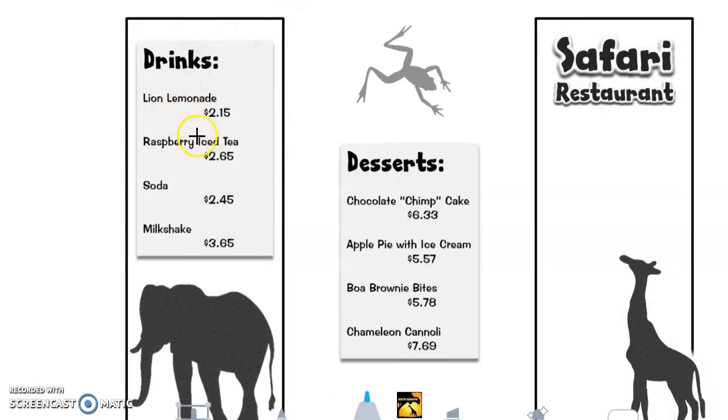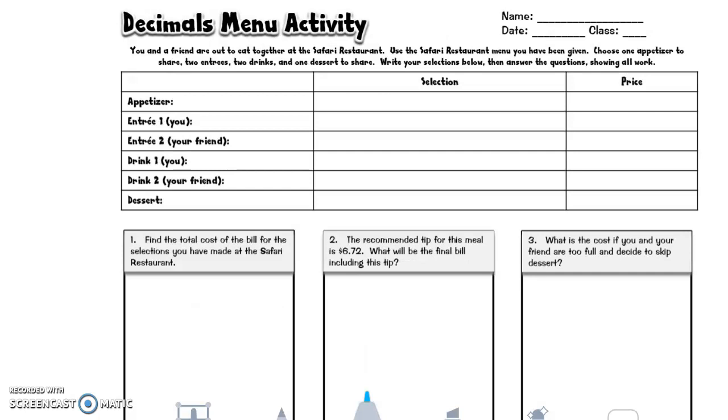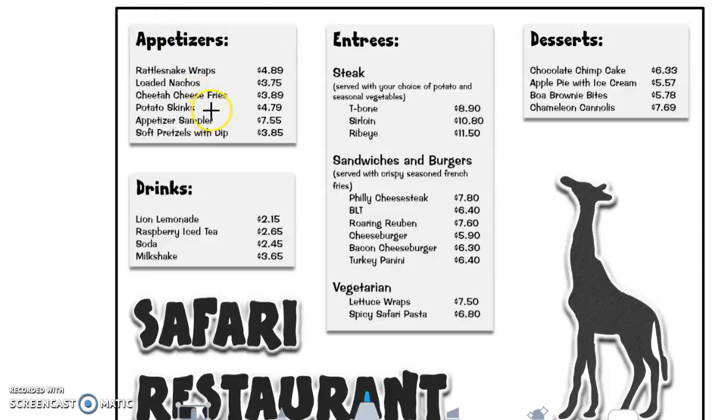Okay, so now my Safari Restaurant menu has come up on the screen. The drinks and desserts are on slide 1. On slide 2, I have the appetizers and the entrees. On slide 3, that's where my work is going to go, 3 and 4. And slide 5 is also parts of the menu, appetizers, drinks, entrees, and desserts. So we're going to start off on slide 3.